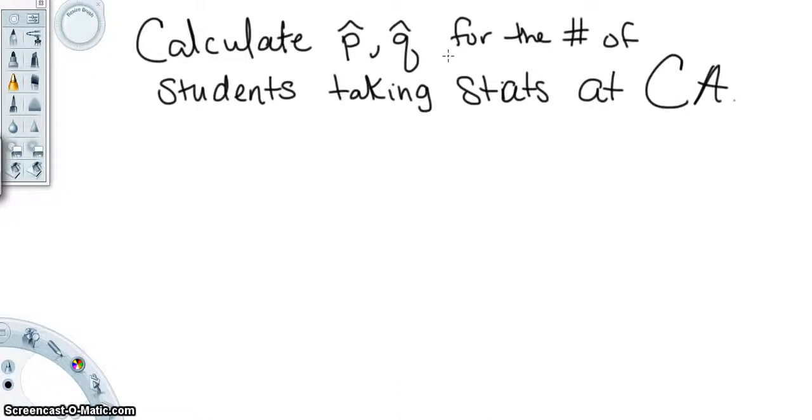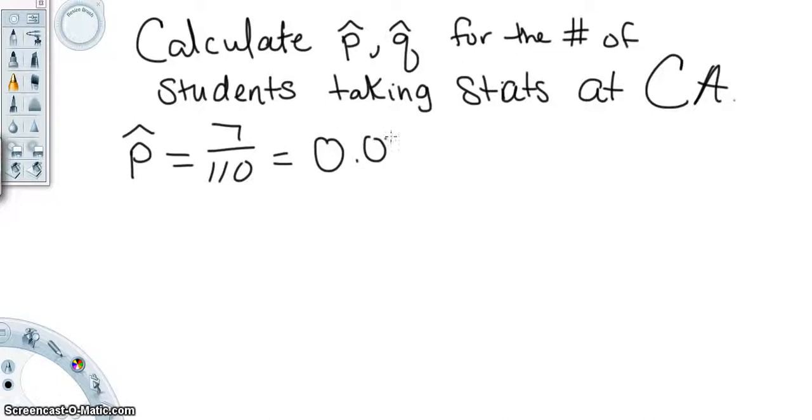Let's calculate the proportions p hat and q hat for the number of students taking stats at Colebrook Academy. So we have p hat equals our 7 over 110. We divide that in the calculator and we get 0.063, which is about 6%.